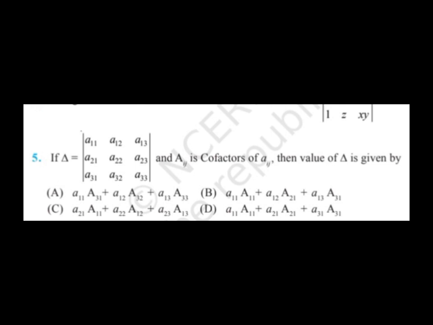Now check option B. The elements are of first row but the cofactors are of first column, so that's also wrong. So option C, you check elements are of second row but the cofactors are of first row, so that answer is also wrong. So option D, you check finally. Elements are of first column and the cofactors are also of first column, so both are the same. So the correct answer is option D. When both are the same, we'll get the determinant as the final answer.